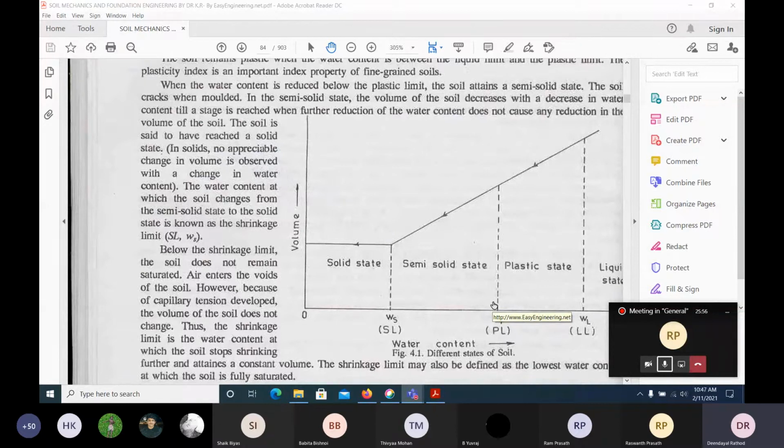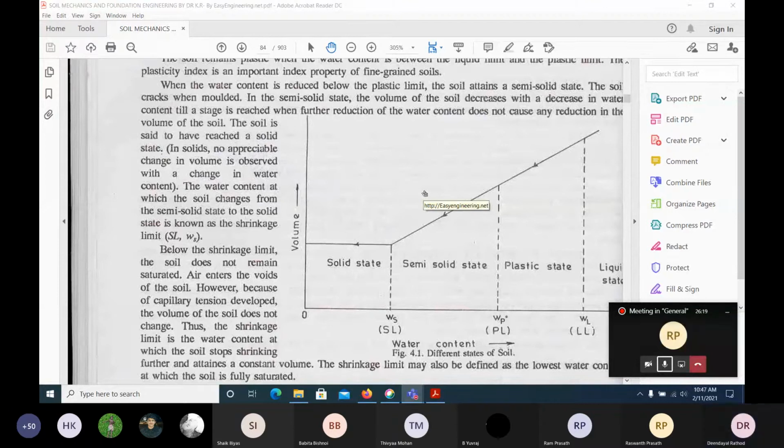Okay, it is the water content only we are talking about, where it changes from the plastic state to the semi-solid state. What is shrinkage limit? When the soil water content changes from the semi-solid to the solid. So this is all the liquid limit, plastic limit, shrinkage limit.